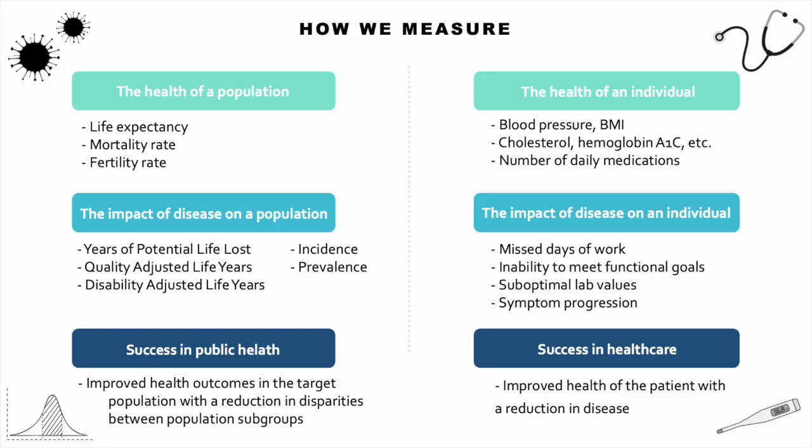Measuring disease impacts, the same sort of thing. For an individual, we might look at symptom progression as an example. But on the population level, we might look at years of potential life lost, quality-adjusted life years, disability-adjusted life years, incidence, and prevalence. These are all things we're going to be talking about in more detail later. But I just want you to be familiar with these terms in general and that they are measures of the impact on a population level, not of an individual person.